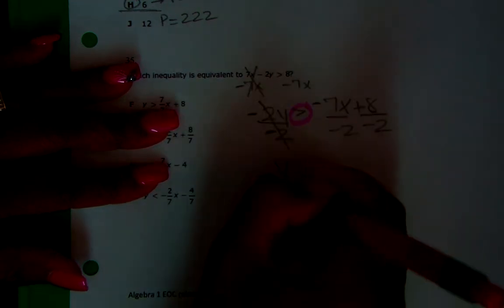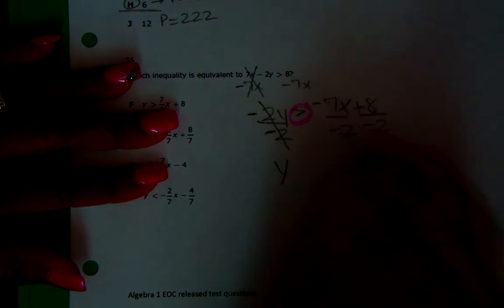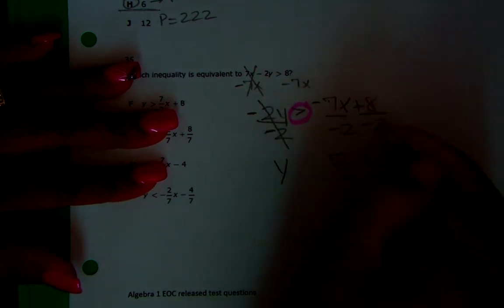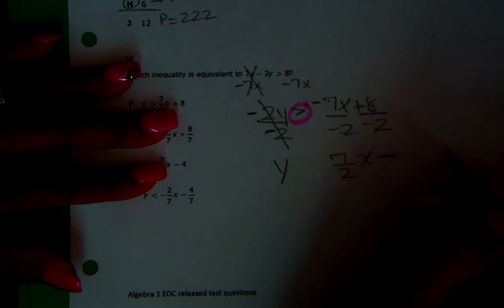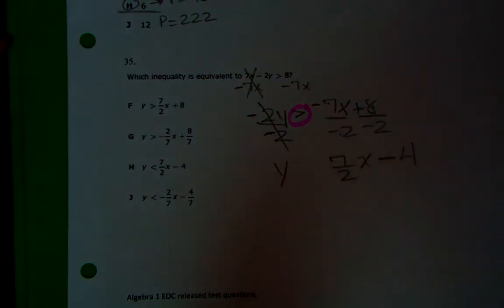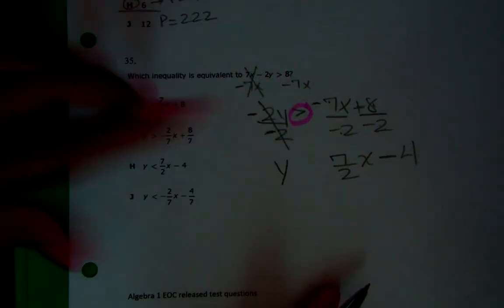Negative 2 divided by negative 2 is positive 1. So it's 1y. Negative divided by negative is a positive. So that's 7/2 x. A positive and a negative is a negative when you're dividing or multiplying. So 8 divided by 2 is 4. So I can go through before I choose, or if you forget to switch that, look for things.